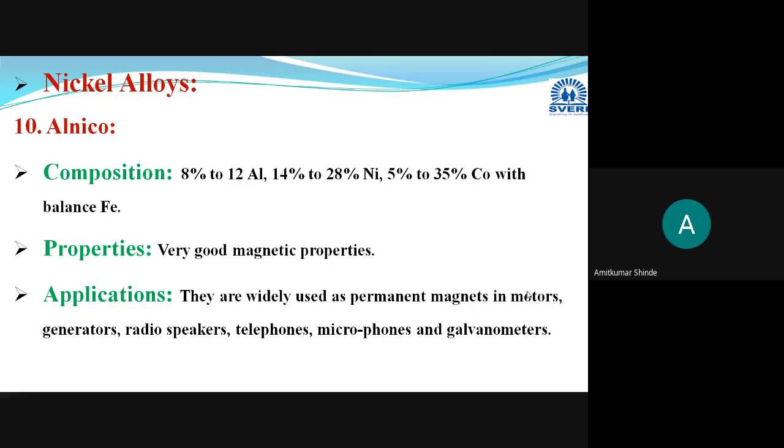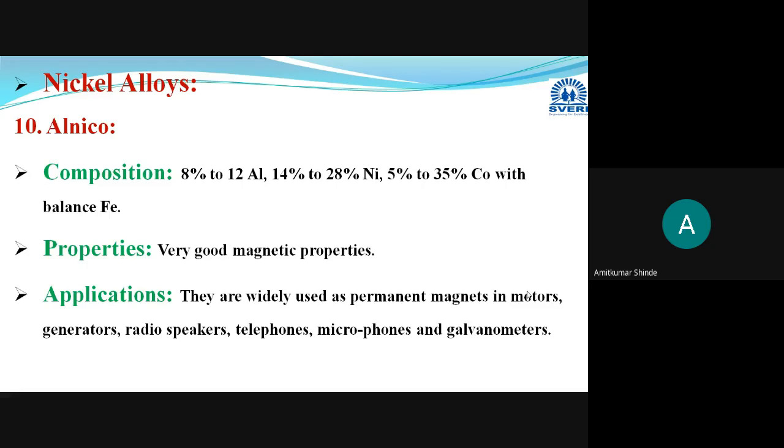Alnico nickel alloy is there. It has 8 to 12% aluminum, 14 to 28% nickel, then 5 to 35% cobalt, and the remaining amount will be iron. It will show better magnetic properties.